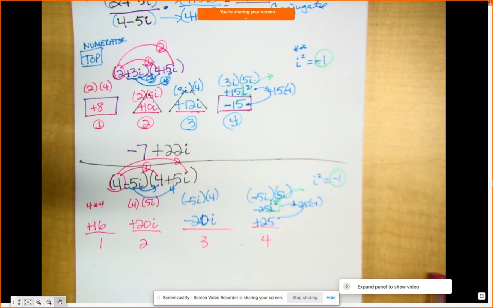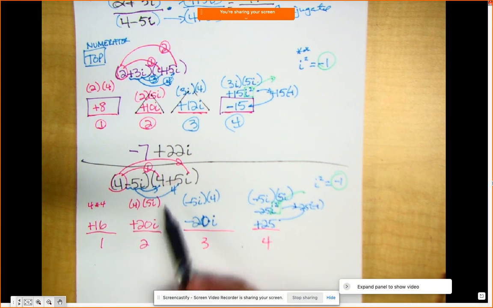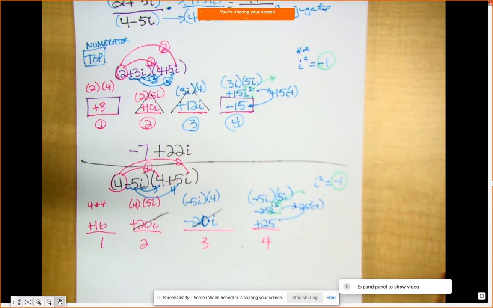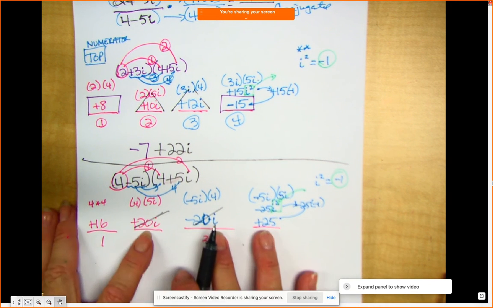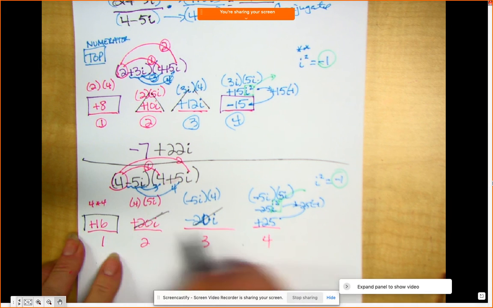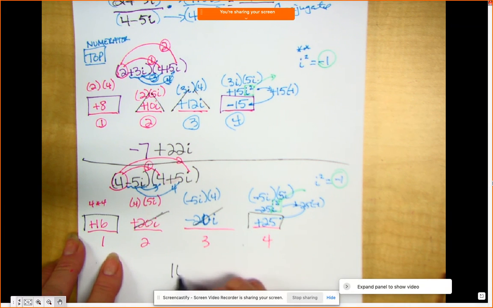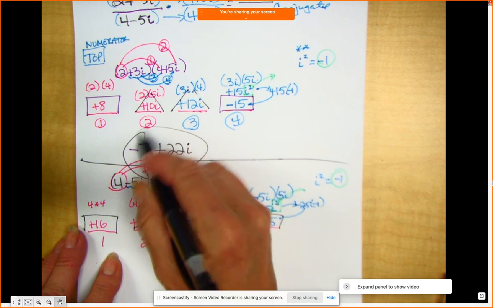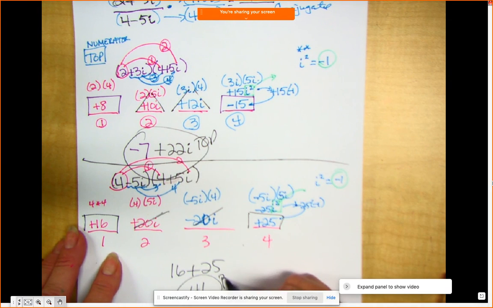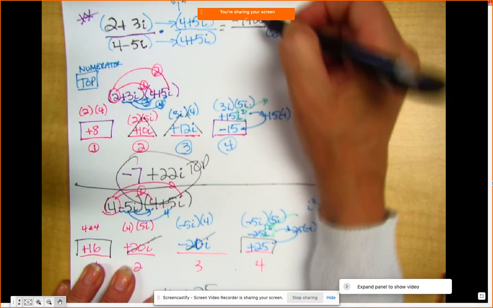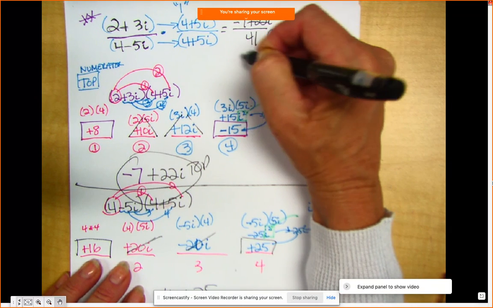Now combine like terms. Here's why it's a conjugate. Look what happened. They disappeared. The i's disappeared. The whole reason for us doing the inverse, kind of, if you will, is that you're trying to get rid of i. We just did. So all I have is 16 plus 25, which is 41. That's the bottom. Okay, top, bottom. And we put them as our answer. Bottom was 41. That's it. I am done.